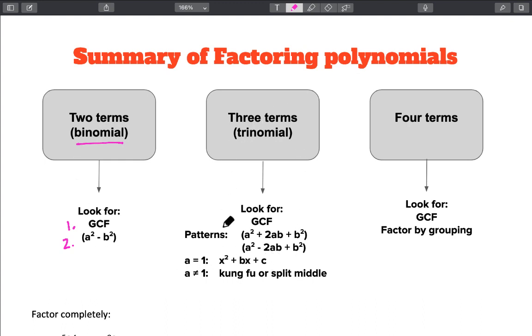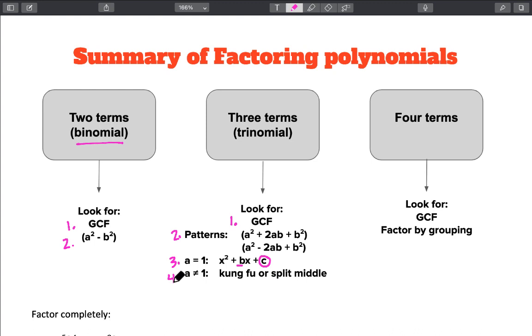Next up, the most common case that we looked at in this chapter was factoring a trinomial. Again, we want to start off by looking to factor out any greatest common factor first. Then we're going to check to see if that trinomial fits into one of our two patterns that we learned, either the sum of two perfect squares or the difference of two perfect squares. If it doesn't fit into either one of those two patterns, the next thing we want to check is if our trinomial has a leading coefficient equal to 1. Then we're going to find the factors of C that combine to be B.